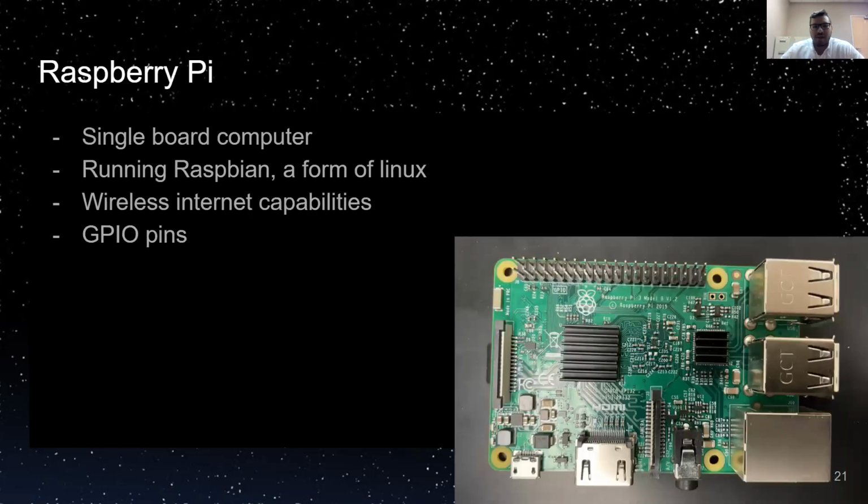So the Raspberry Pi, some people may be familiar with this, is a single board computer, approximately the size of a credit card, fairly small, fairly portable. This system runs Raspbian, which is a form of Linux, has wireless internet capabilities, and has GPIO pins which we use to interface with our instrument.